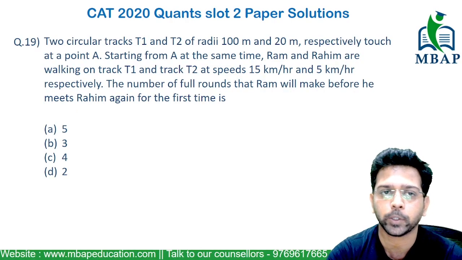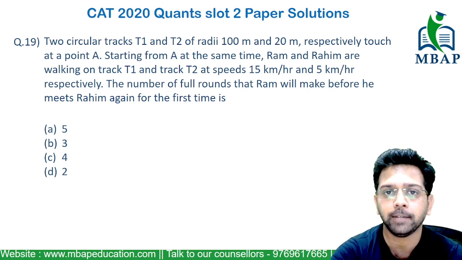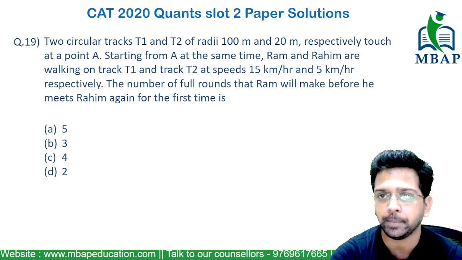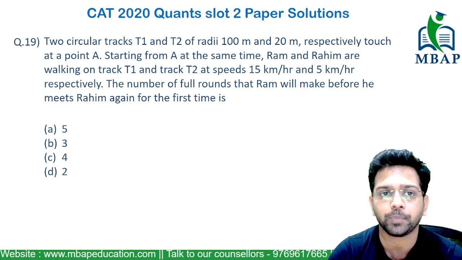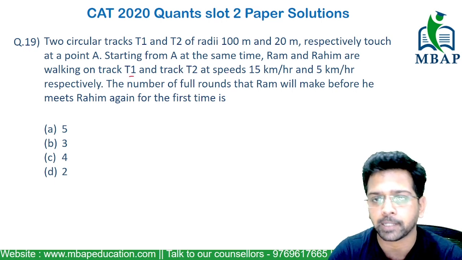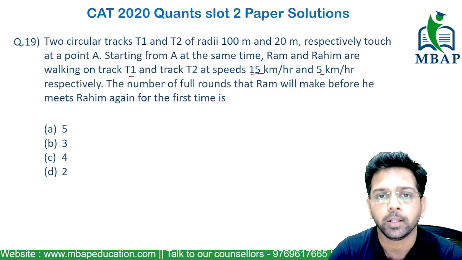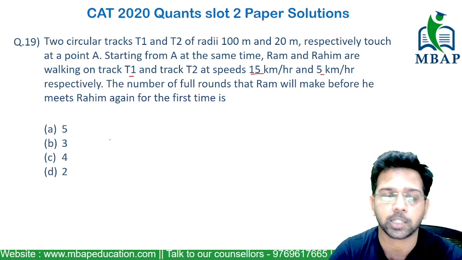Let's have a look at the next question of time, speed and distance. The question says, two circular tracks T1 and T2 of radii 100 meter and 20 meter respectively touch at a point O. Starting from A at the same point, Ram and Rahim walking on the tracks T1 and T2 respectively at a speed of 15 kmph and 5 kmph. The number of full rounds Ram will be able to make before he meets Rahim at the starting point.